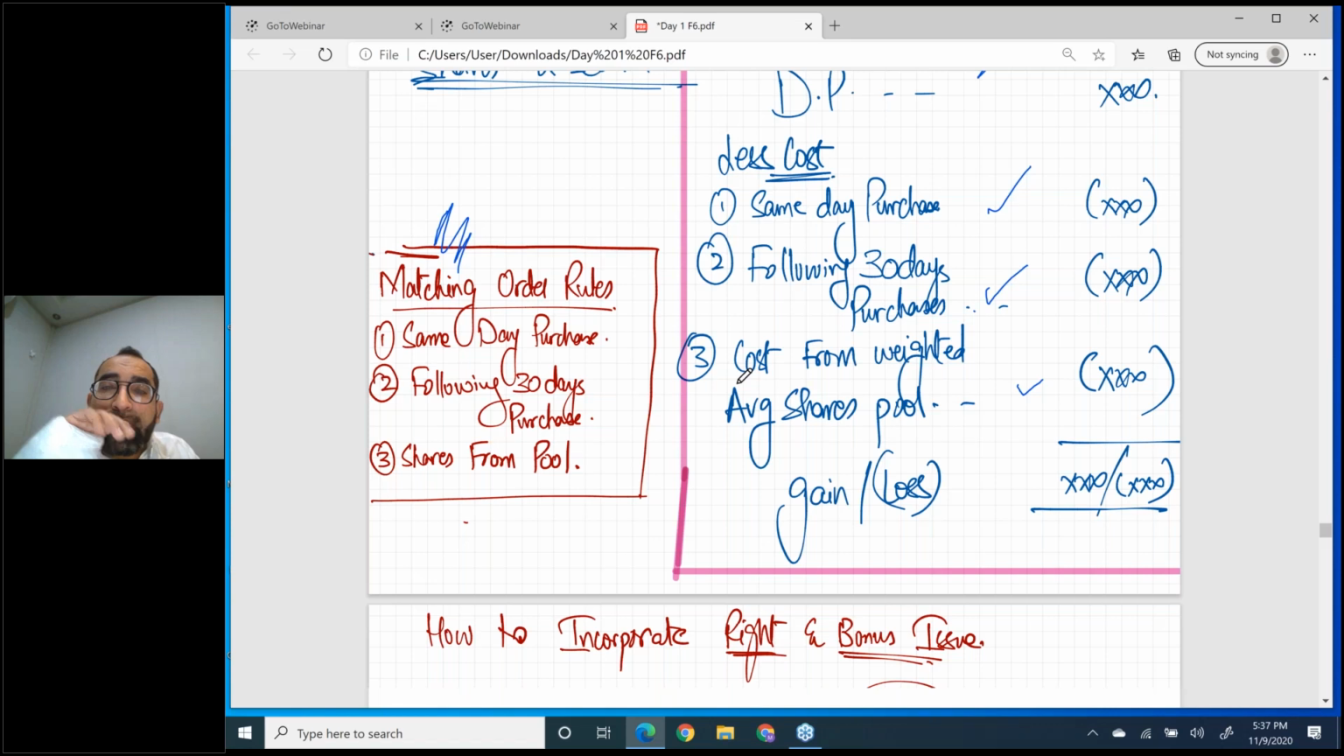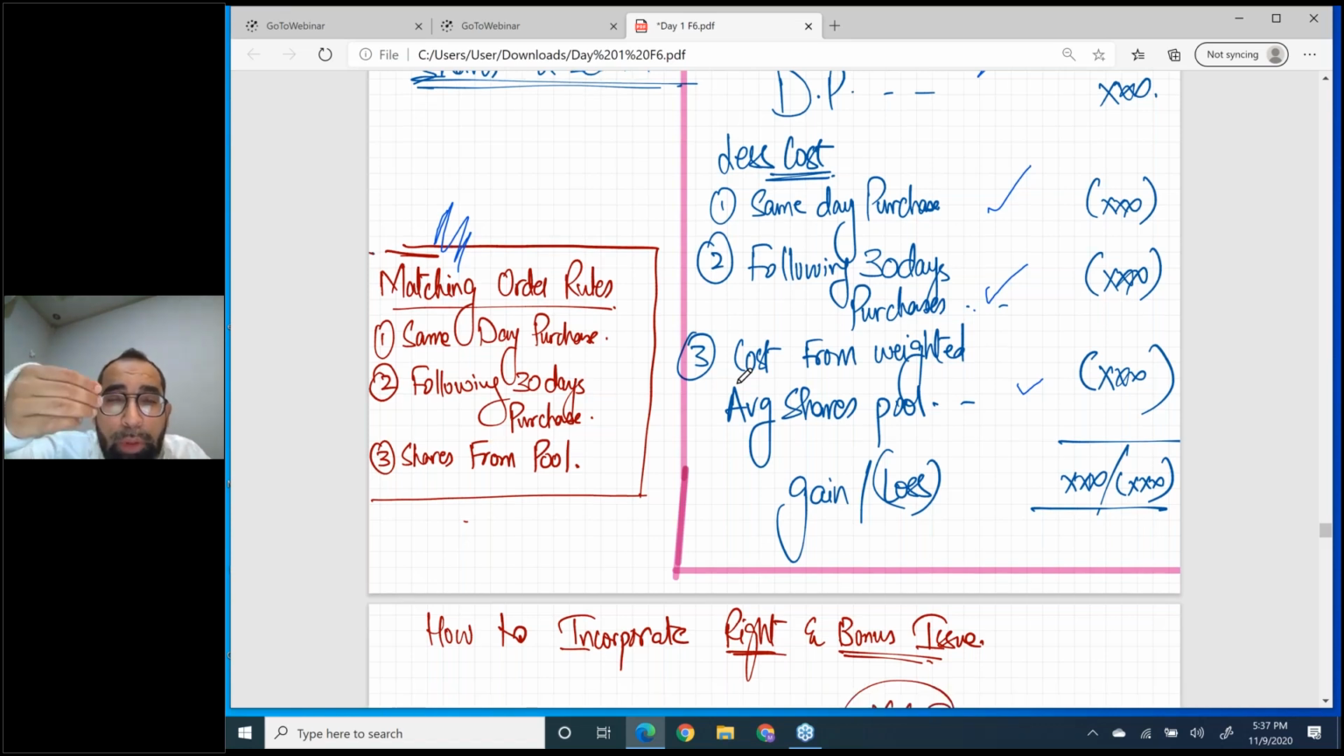One more thing. This is the priority which I just told you: same day purchase, following 30 days, and then cost of shares from pool. What if in your question there is no same day, then leave it. If there is no following 30 days, then leave it. But this is the order, this is the priority which you must follow.